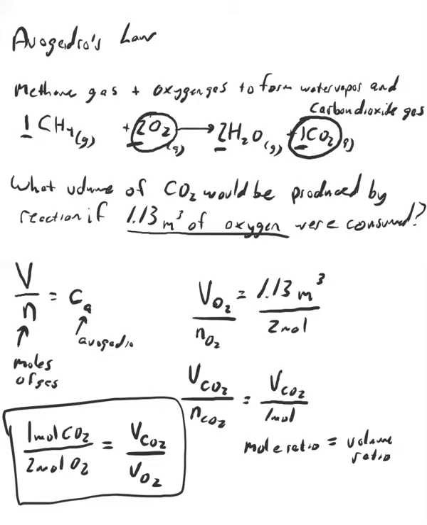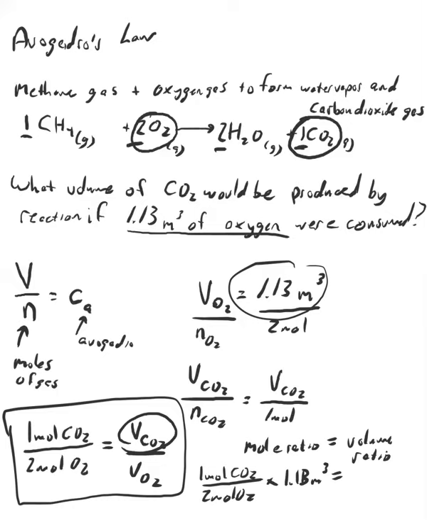So what do we got here? We got volume of O2 is 1.13. So I'm just going to multiply both sides. I'm going to take 1 mole of CO2 over 2 moles of O2 times 1.13 meters cubed. And that should give you the volume of CO2. So what is that? A half times 1.13. It looks like it's, 3 sig figs, 0.565. The moles cancel, so you just have meters cubed. That's Avogadro's law. Very simple.